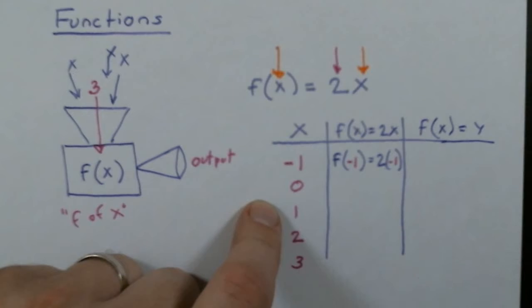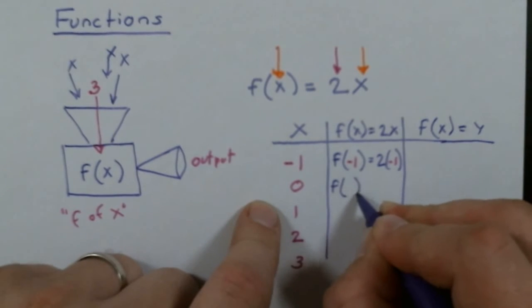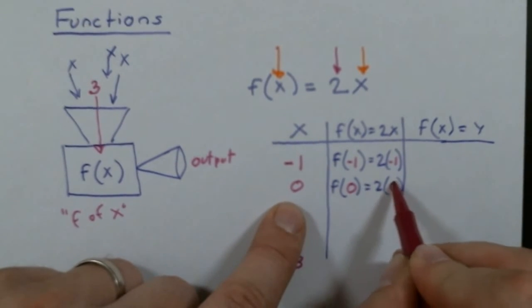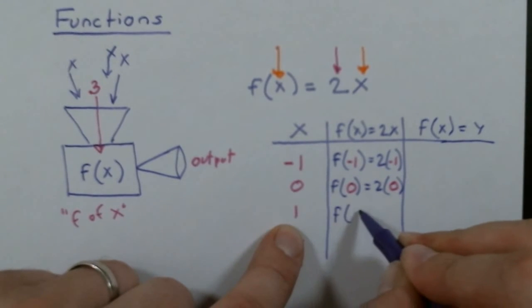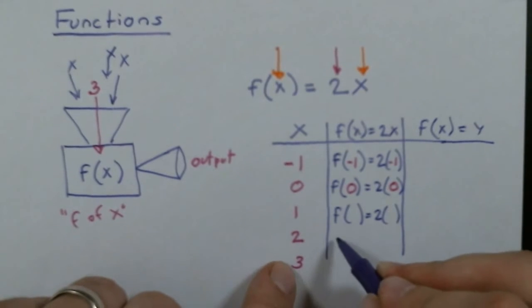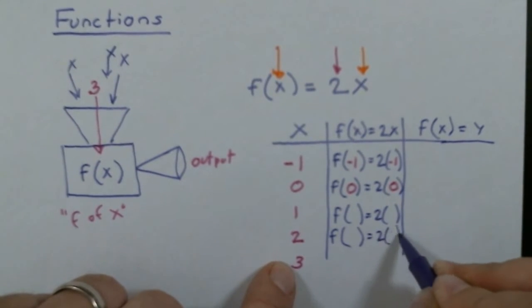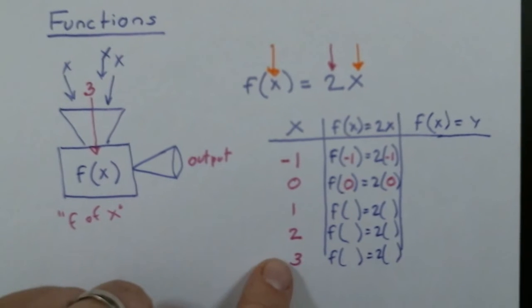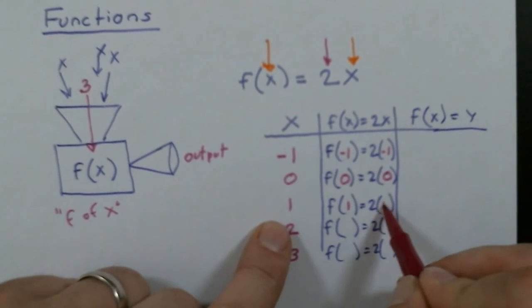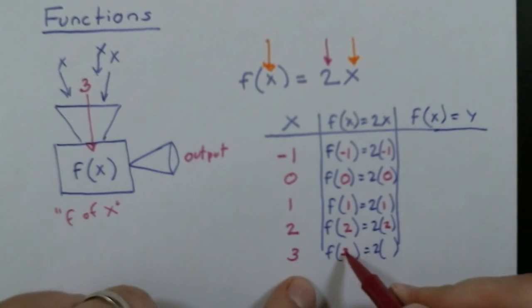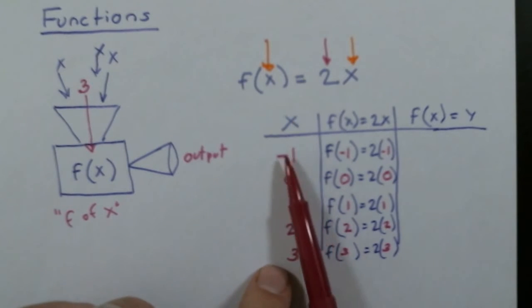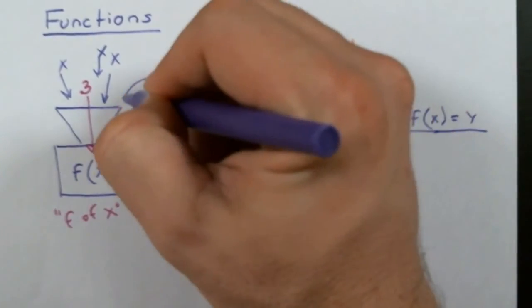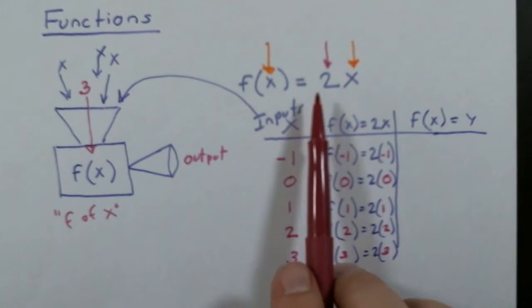Then what is the next one going to be? This is the same thing, but this time we put in this input, which is 0. Let's just keep going down, making sure we always have the 2 at our disposal, and putting the parentheses where they should be. Now putting in 1, 2, and 3. All I did is put in these inputs. Remember, these are the values we're putting into the machine, into our function at the top.